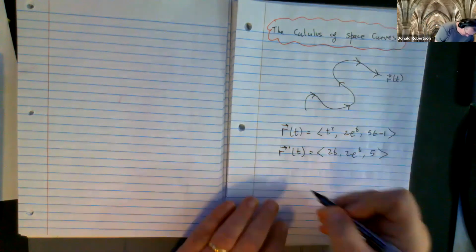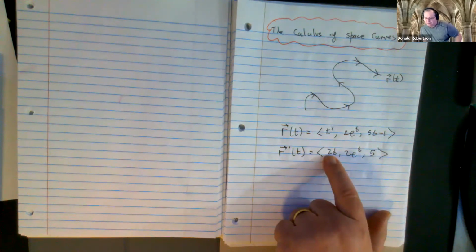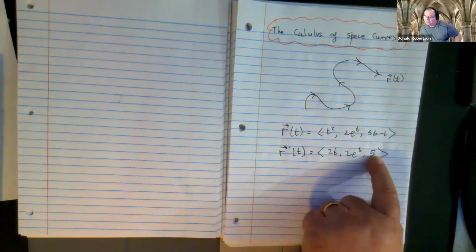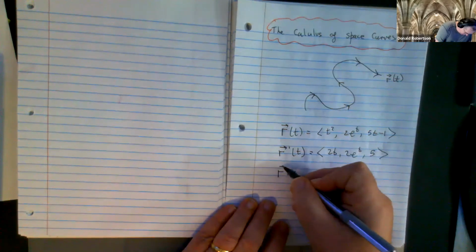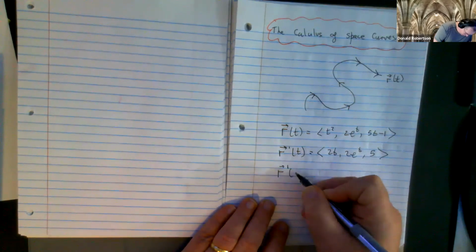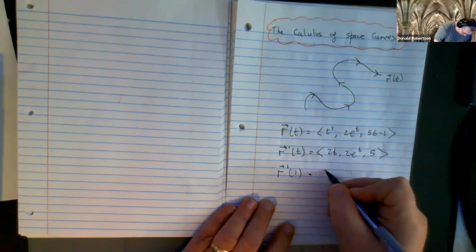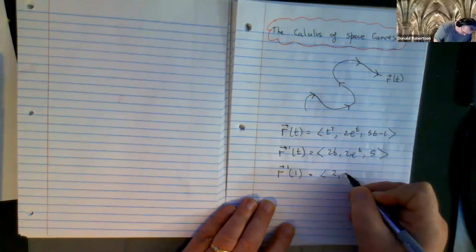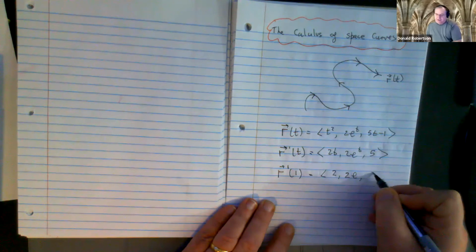Now, wait a minute. Derivatives should be numbers like 42 because derivatives mean slopes of tangent lines. Well, they do in 2D, but in 3D they don't. A derivative in 3D space is a vector. It's got 3 pieces. For instance, if I said, what is r dashed of 1? The answer would be 2, 2e, and 5, right? It'd be a 3D vector.